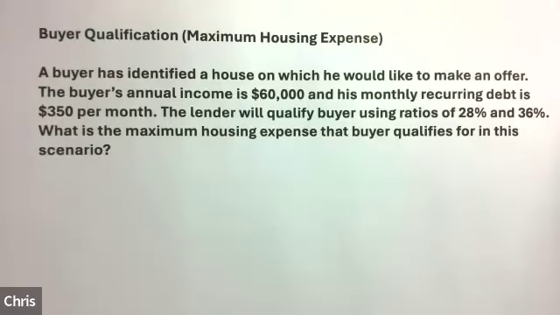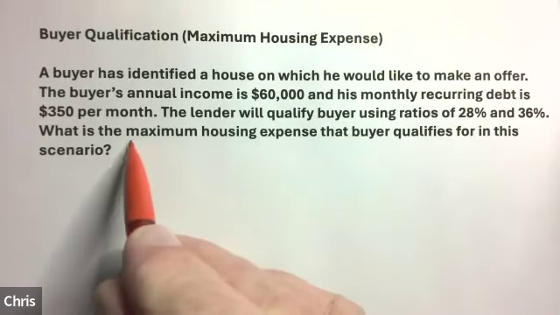Okay, this is a great example of a buyer qualification problem. As you start reading it, the buyer's identified a house on which he'd like to make an offer. The buyer's annual income is $60,000. His monthly recurring debt is $350. The lender will qualify the buyer using ratios of 28 and 36. What is the maximum housing expense that the buyer qualifies for?